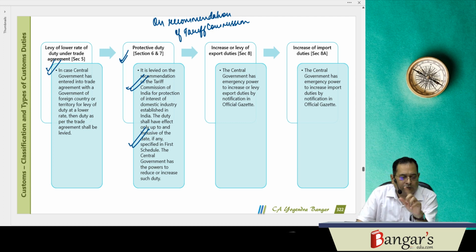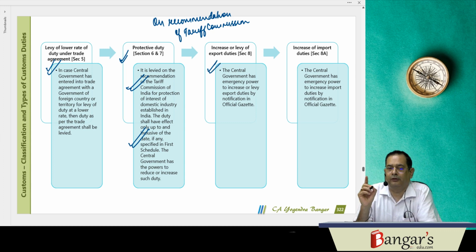It has been specified in column 5 of the tariff schedule as protective. The government can increase, decrease or reduce the duty. Duration will be as specified in the tariff schedule. Besides this, section 8 is increase or levy of export duty.